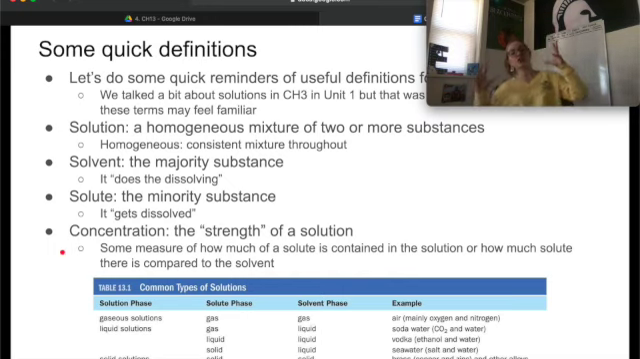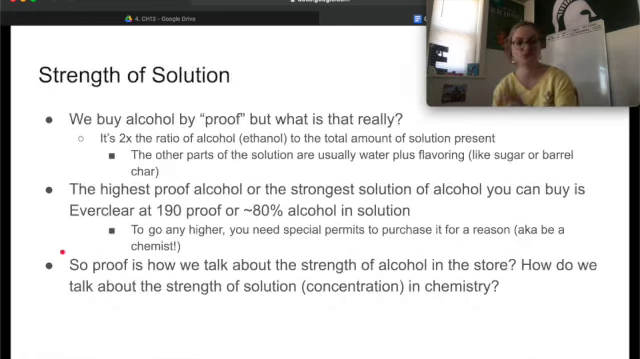So concentration, we have different ways to measure it, but it is some sort of measure of how much solute is contained in the solution or how much solute there is compared to the solvent, okay? So it's some measure of the strength of solution. If I'm talking about strength of solution, I'm talking about concentration.